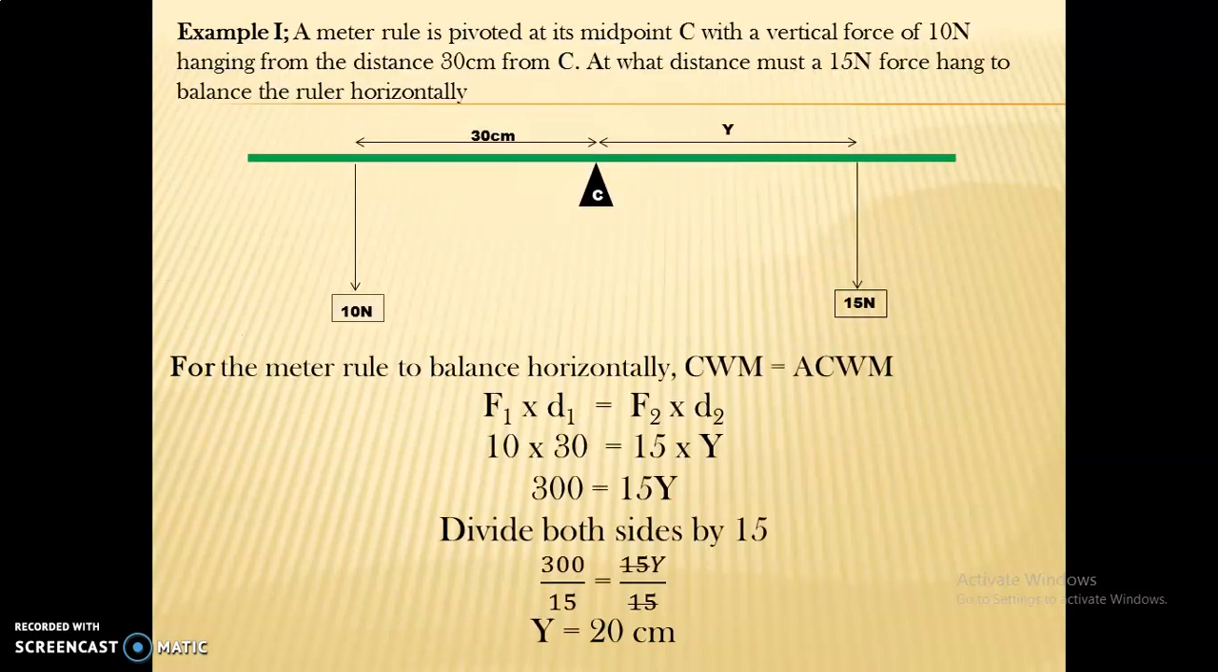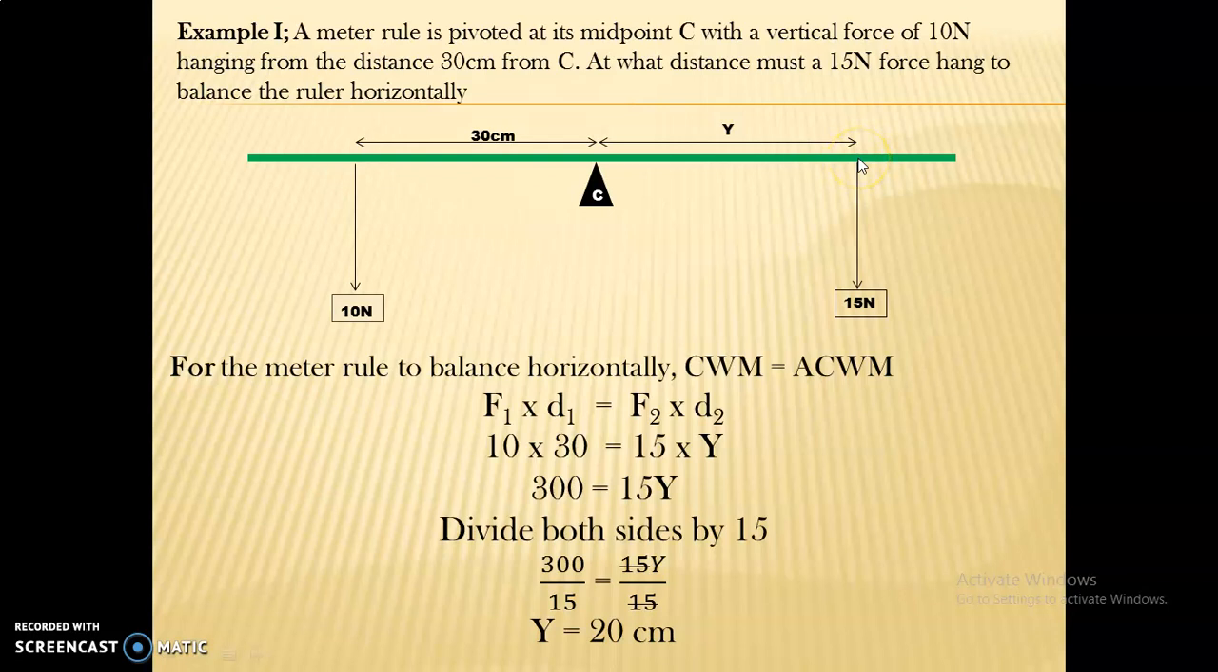Let us look at this example here. A meter rule is pivoted at its midpoint C with a vertical force of 10 Newton hanging from a distance 30 cm from C. At what distance must a 15 Newton force hang to balance the ruler horizontally? If you look at this, we have the knife edge at C, then the distance from this point where this force is hanging is 30 cm, while on this side the distance from where this force is hanging is unknown.